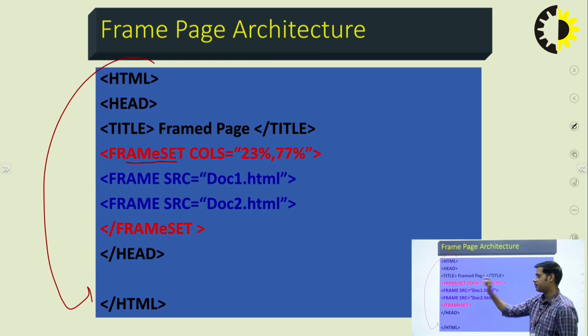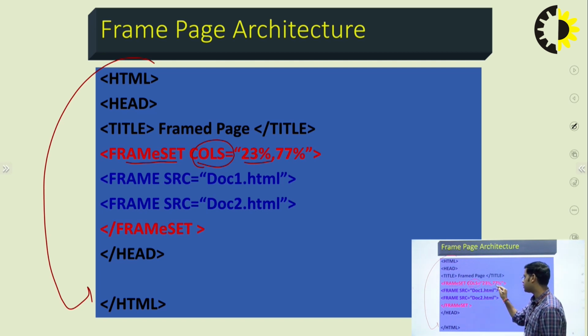For providing the frame, we have to insert the frame element called a frameset. As you can see here, this is the frameset element through which we can divide the browser window. Okay, so frameset cols means column. Through the cols we will divide the browser screen on a column basis.